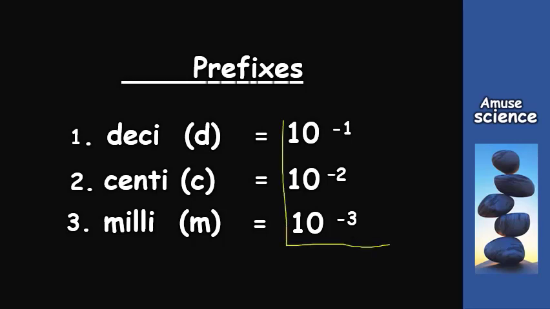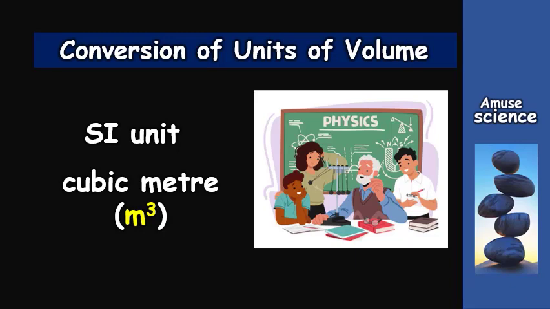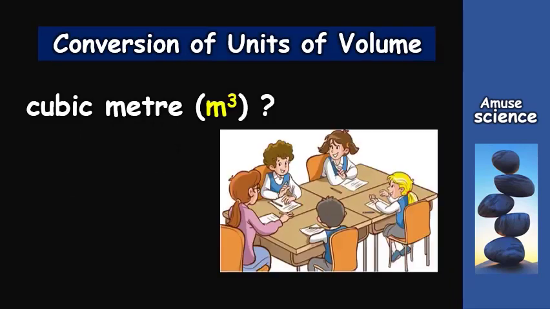Now let's talk about the unit of volume. What is the SI unit of volume? The SI unit of the volume of an object is the cubic meter, represented by m exponent 3. There are other units that we can measure volume in, and that is why it becomes necessary to convert the unit of volume from one to another.